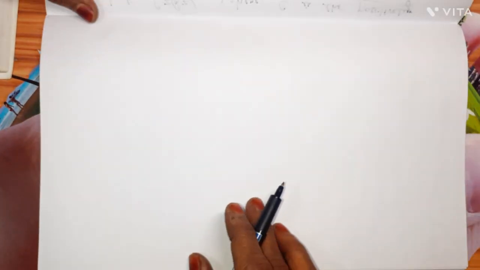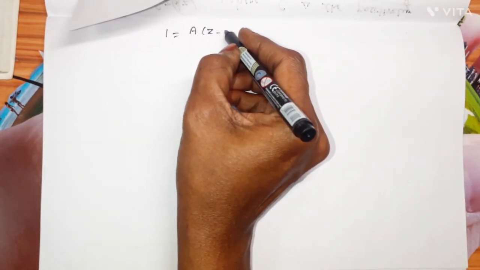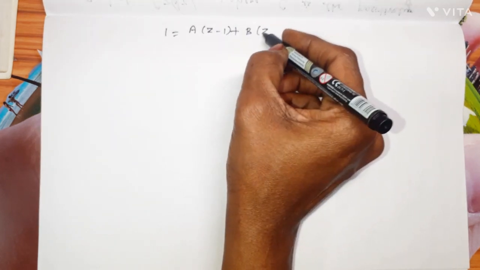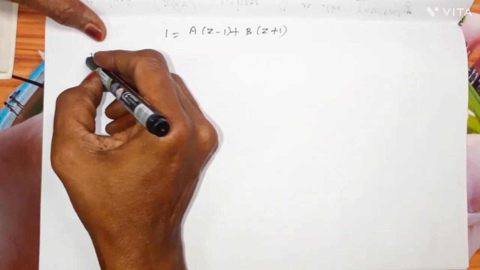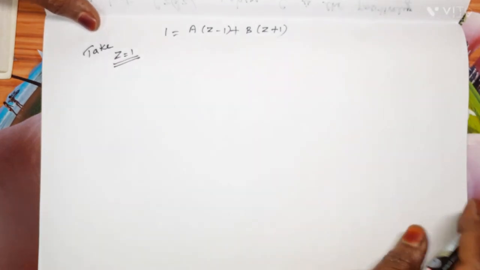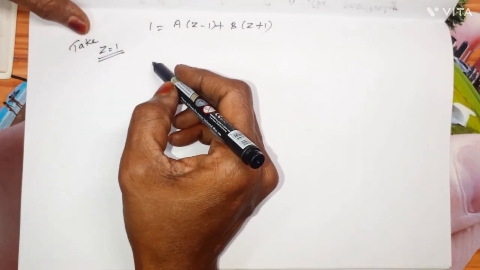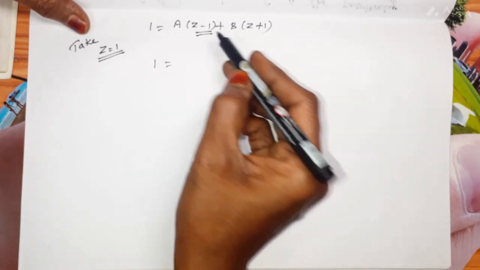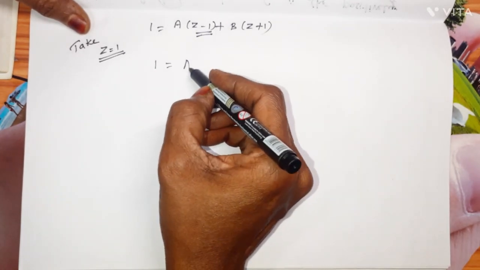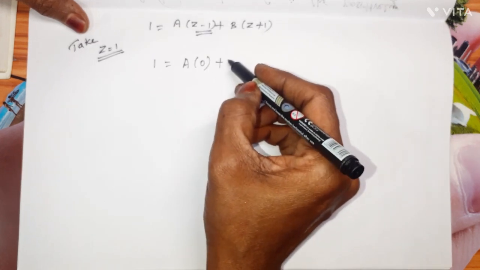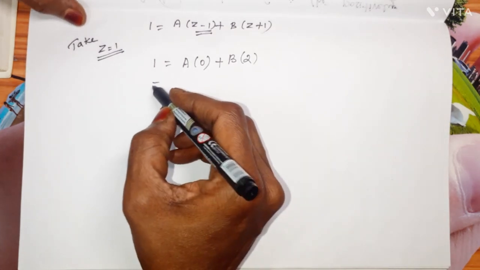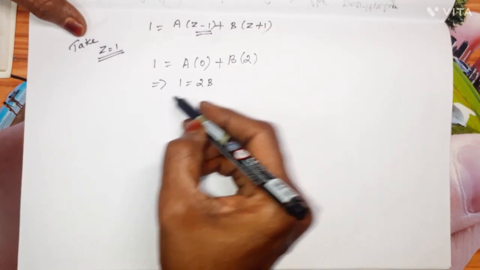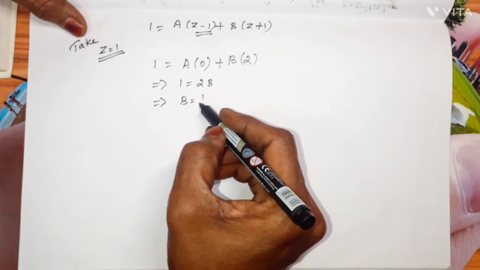Let me take the same equation: 1 is equal to a into z minus 1 plus b into z plus 1. Let me substitute z is equal to 1. When we substitute this, the first term becomes 0. So 1 is equal to a into 0 plus b into 1 plus 1, which is 2, which implies 1 equal to 2b, which implies b is equal to 1 by 2.